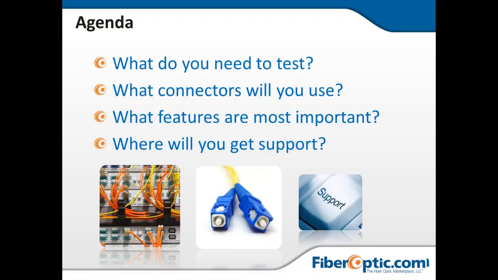For the agenda, there are 4 main topics that I'll try to address throughout the presentation. The first is, what do you need to test fiber? If you're going to use an OTDR, that's certainly one of the mechanisms that you can use to test a fiber. Others are power meters and light sources, and this is all the physical layer testing procedures that we're talking about here.